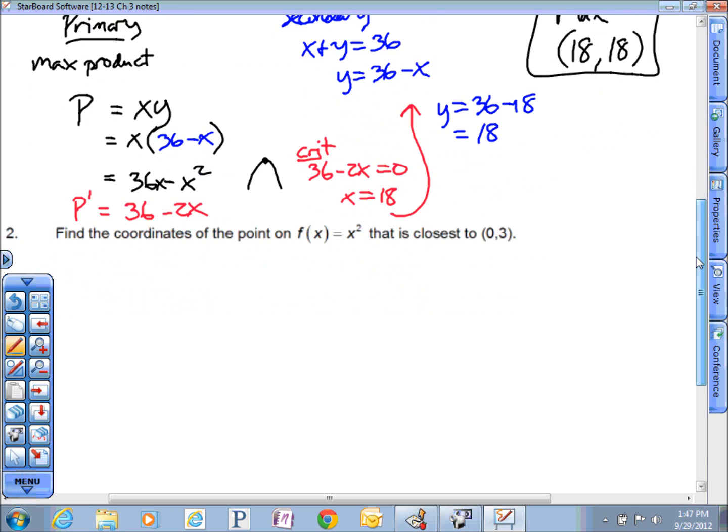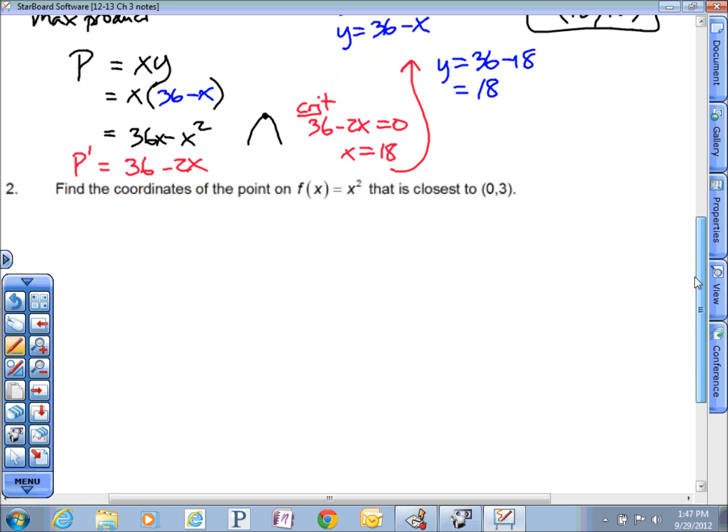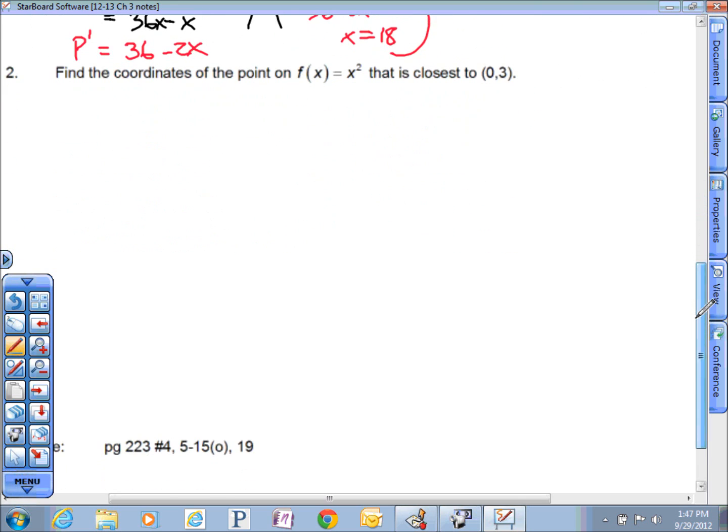So, second one, coordinates of the point on f of x equals x squared that is closest to the point 0, 3. Let's make a little sketch of this. F of x equals x squared. Graph we've seen many times before. 0, 3 is in this vicinity someplace. I need to find the point on that graph that's closest.